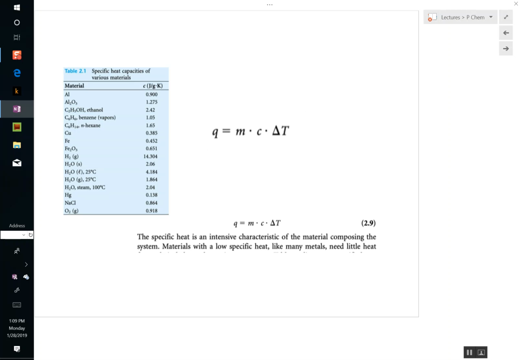Okay, this is a familiar equation from Gen Chem. Again, heat: heat equals the mass times the specific heat times the change in temperature.